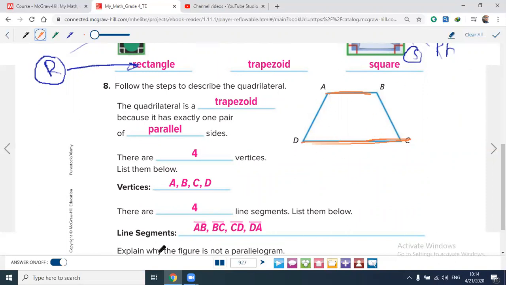Okay, explain why the figure is not a parallelogram. Why is it not a parallelogram? Because it has only one pair of parallel sides. A parallelogram has two pairs, where each pair of sides is parallel. Okay, remember this one.